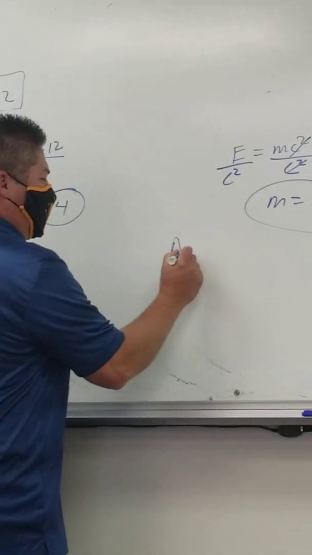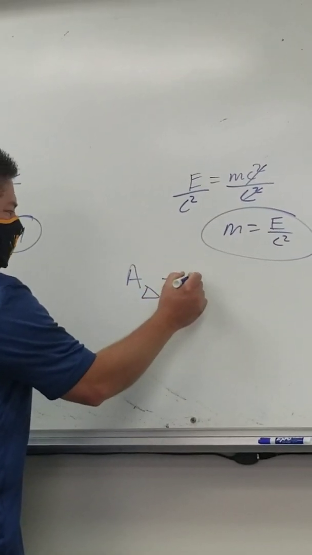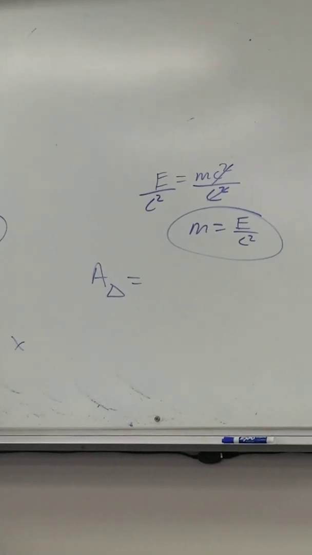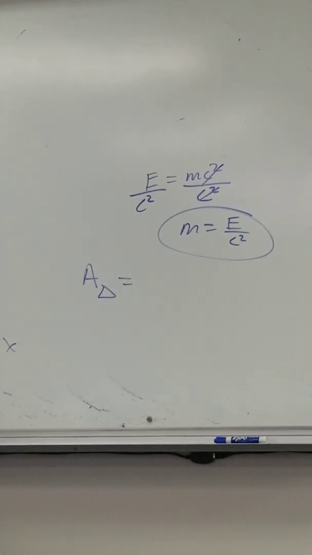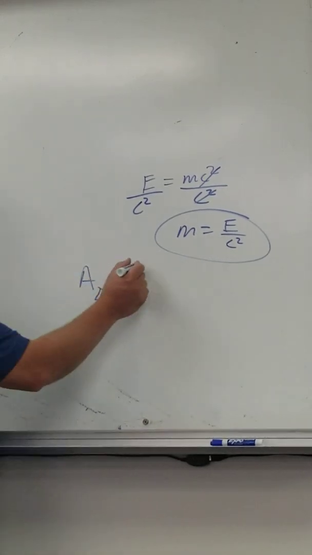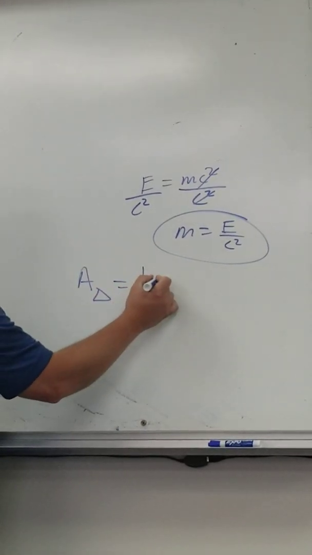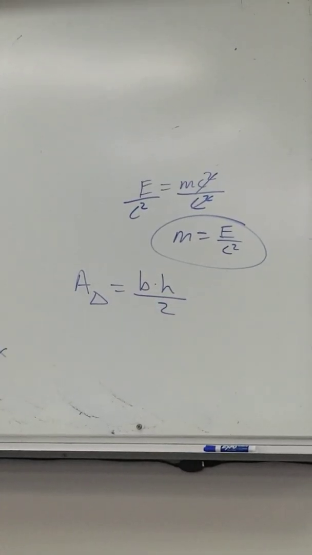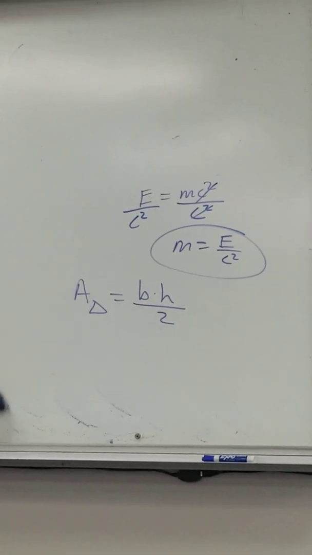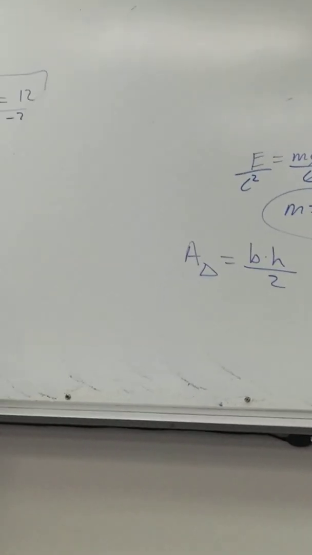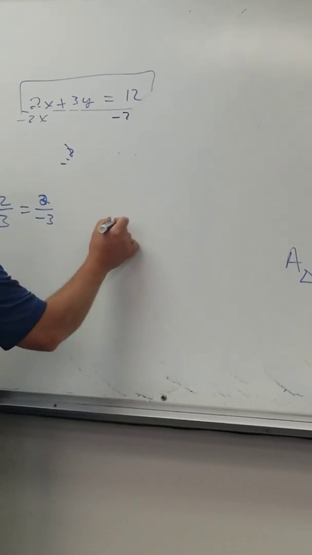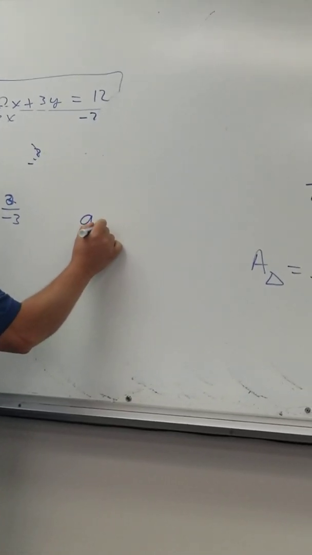Let's do another real simple one. The area of a triangle is equal to what? You guys remember the area of a triangle? Base or length, however you want to think of that, times height divided by 2. Okay? Here's what I'm going to tell you. We have a triangle. Its area is 9 centimeters.